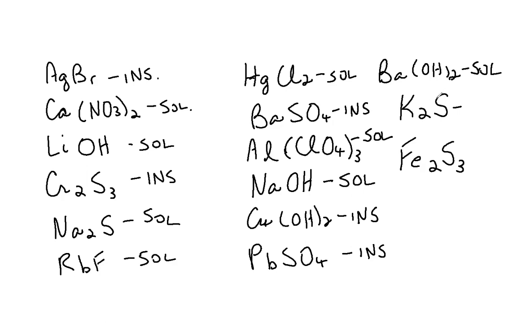Potassium sulfide. Sulfides are usually not soluble, but we don't even have to look at that. All we have to look at is the potassium. As soon as we see potassium ions, we know that our compound is soluble. And then iron Roman numeral 3 sulfide. Sulfides are usually insoluble. Iron is not an exception, so this would be categorized as insoluble.